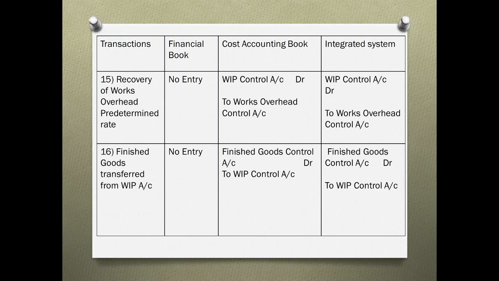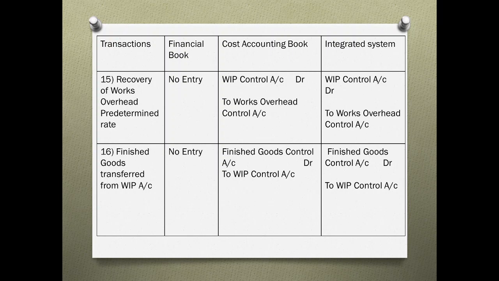Next transaction, that is recovery of work overhead at a predetermined rate. Whether it is a recovery or allocation part, there would be no entry for the financial book. But for the cost accounting book, work overhead, remember the chart, that is production overhead, the balance of production overhead gets transferred to WIP. So WIP control account would be debited, and work overhead would be credited. Combination of these two would be my integrated entry.